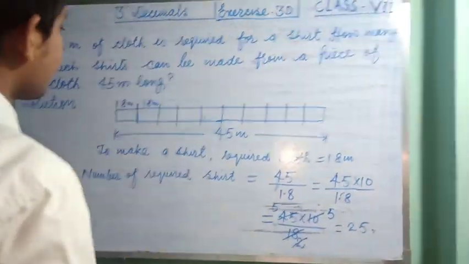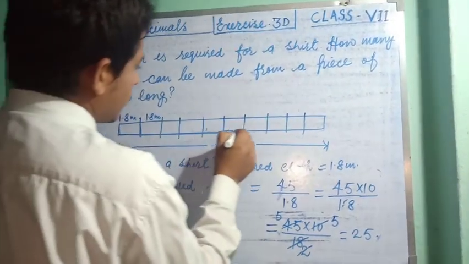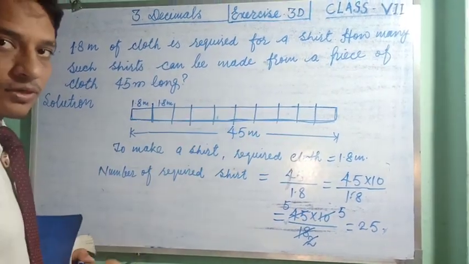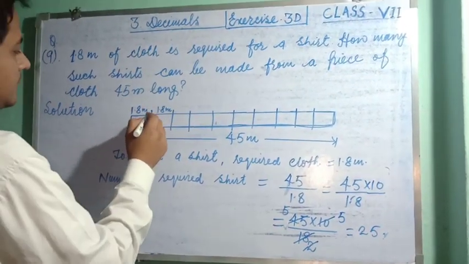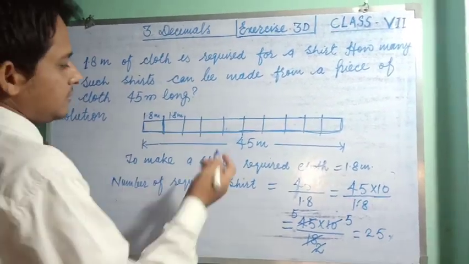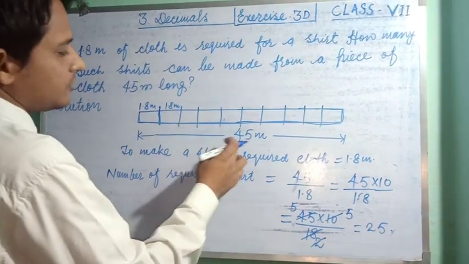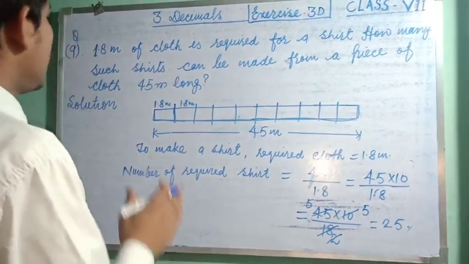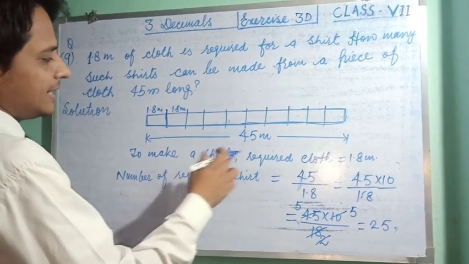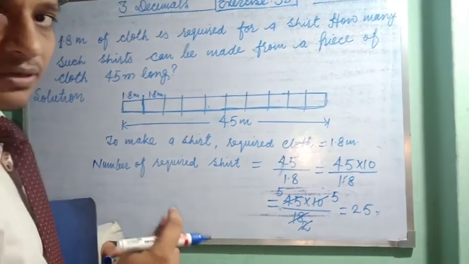Have a look. Suppose this is the cloth. Now the length of this cloth is 45 meter. We have to find the number of shirts, how many shirts can be made by this 45 meter of cloth. And to make a shirt required cloth is 1.8 meter. That means एक शर्ट में 1.8 मीटर कपड़े की जरूरत है.